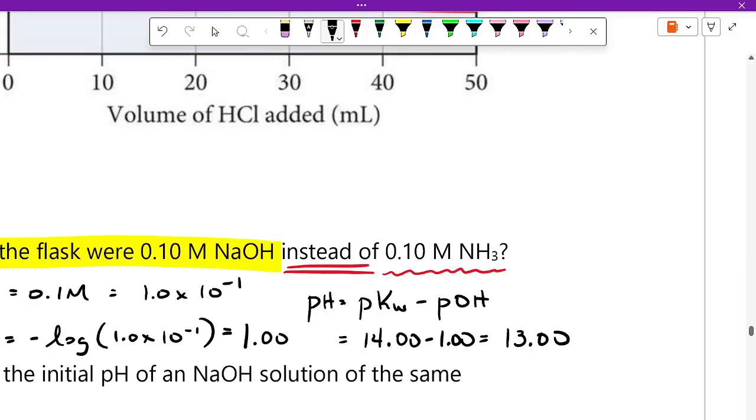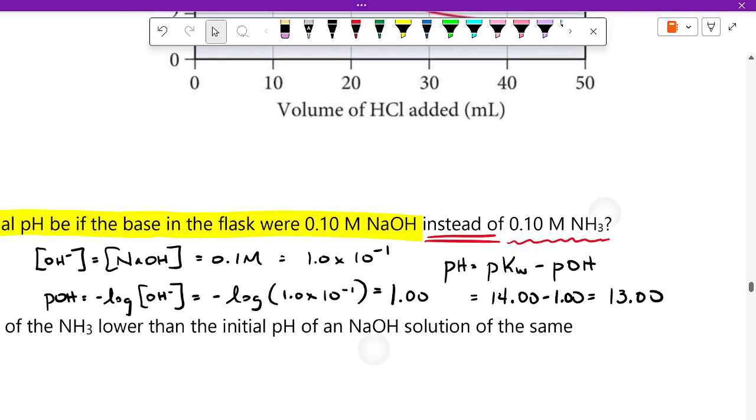Did you guys get 13? Excellent. Because NaOH dissociates completely to give hydroxide, so the concentration of hydroxide is 0.1, in other words, 10 to the negative 1. So the pOH, negative log of 10 to the negative 1, is 1. And so the pH is 14 minus 1, which is 13.